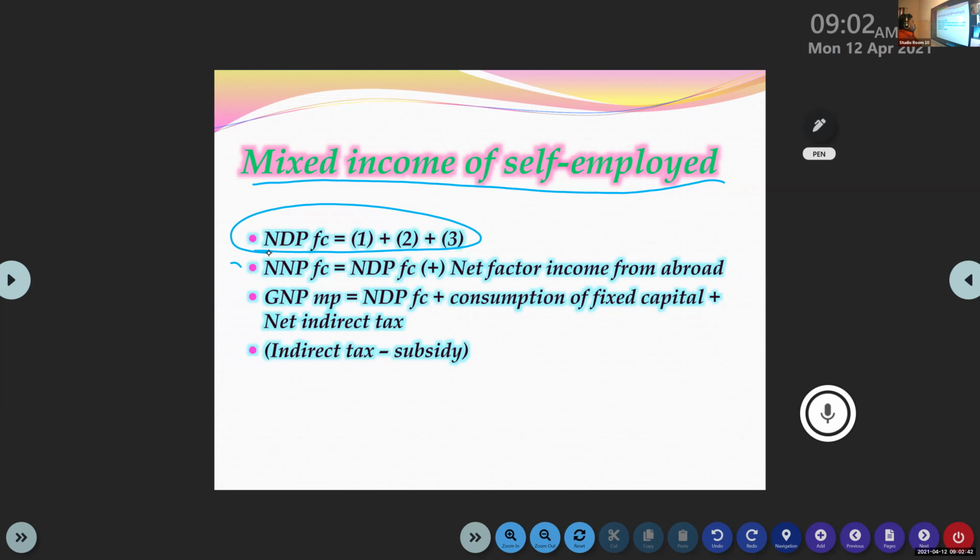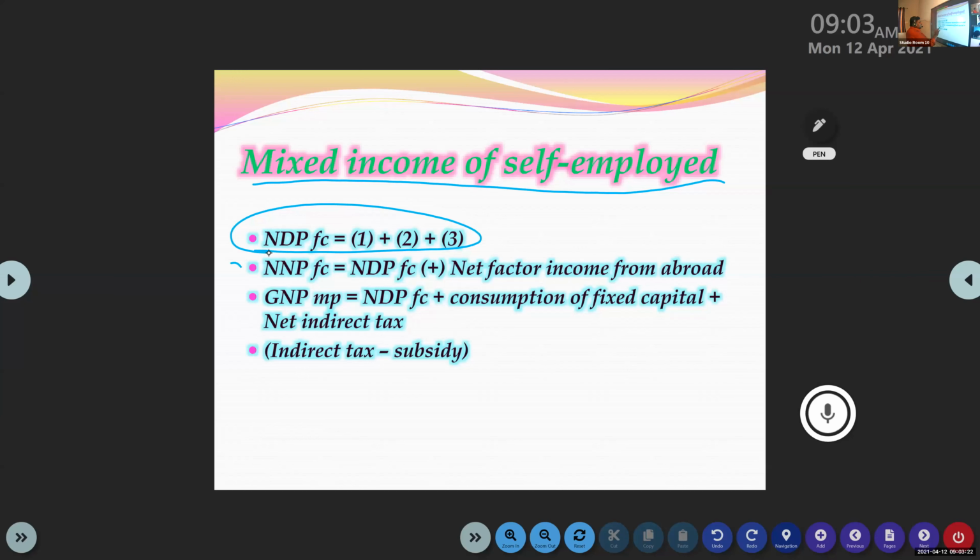Next one, GNPMP. These equations are important. I already told you that. Learn it properly. GNPMP, gross national product at market price, is equal to NDPFC, net domestic product at factor cost, plus consumption of fixed capital plus net indirect tax. So already we wrote it, I think.